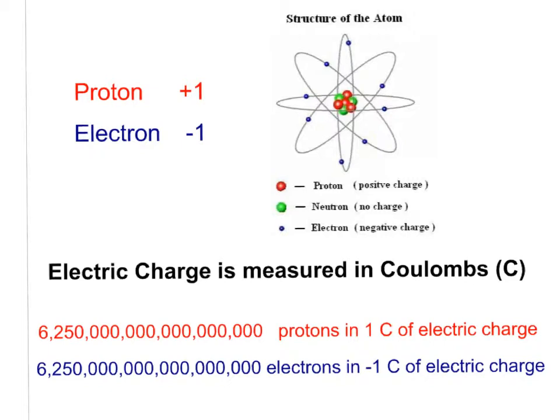Just to give you an idea of the size of a coulomb, or maybe an idea of how tiny and small a proton and electron are, 1 coulomb of electric charge could be produced with this many protons. That's 6,250 million billion protons, a lot. Likewise, the same number of electrons would be contained in -1 coulombs of electric charge.